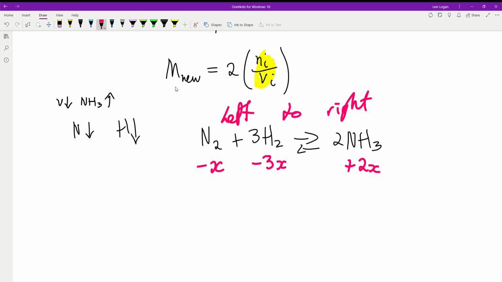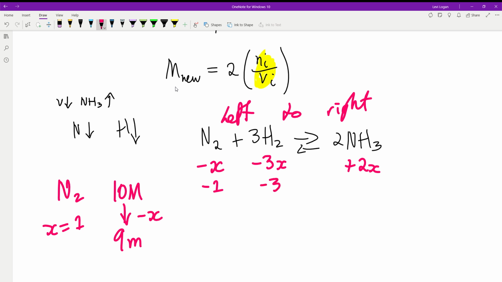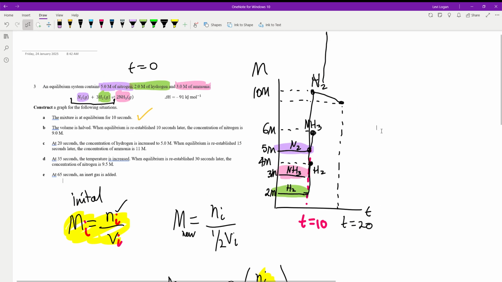Now, we know that the nitrogen went up to 10 molarity, and then after equilibrium went to 9 molarity, meaning the minus x here, it went from 10 to 9, that means x here must be 1. So it is minus 1 here. That means that's minus 3, and that's positive 2. So here, if we apply these numbers to the molarities after the volume has been halved, we can work out what their molarity is going to be after equilibrium.